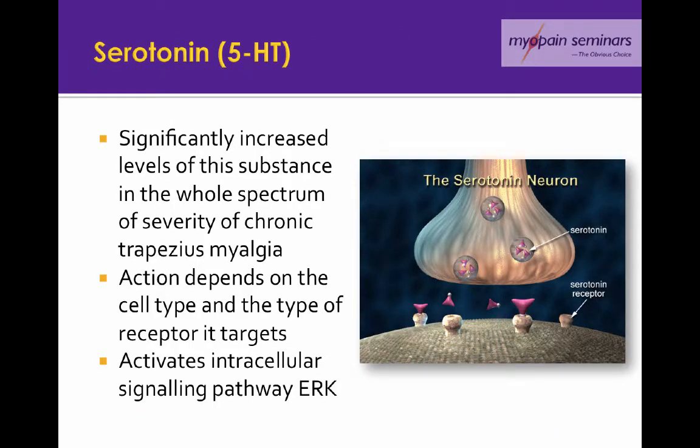Another chemical that can cause a lot of trouble is serotonin. Serotonin is significantly increased in chronic trapezius myalgia, for example. The action depends a little bit on the cell type and the type of receptor it targets, but serotonin activates many pathways that contribute to central sensitization, such as the intracellular signaling pathway ERK, or extracellular signal-related kinase. And as soon as you get activation of all these systems, the problem tends to get worse rather than better. So in a way, it's questionable why the body creates these chemical interactions that make the problem of central pain and central sensitization worse.